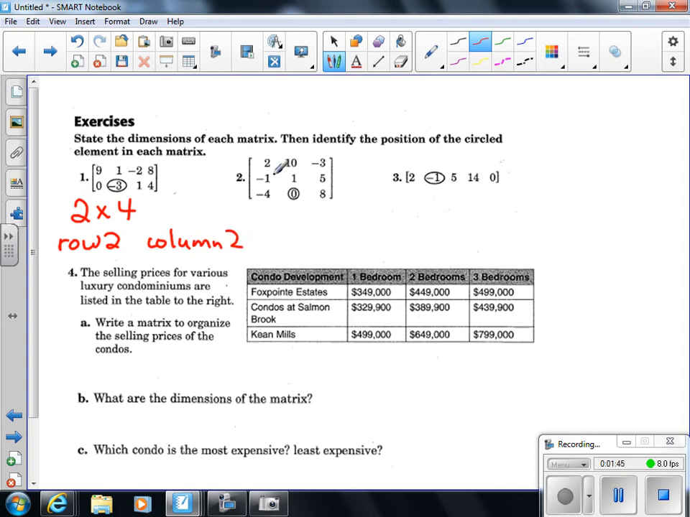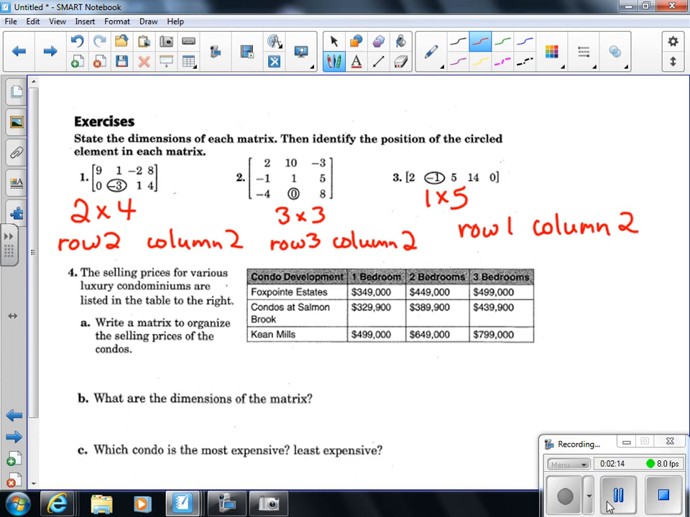Okay, what are the dimensions of number 2, this matrix? Okay, it's a 3 by 3. And where is the circled number located? Row 3, column 2. All right, in this one, a 1 by 5, and it's located on row 1, column 2.